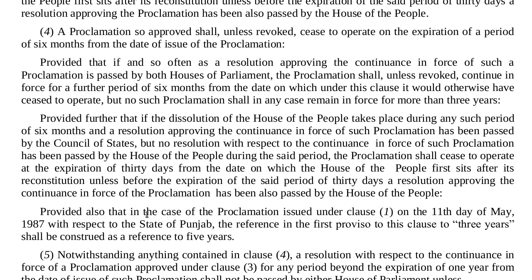Provided also that in the case of the proclamation issued under clause 1 on the 11th day of May 1987 with respect to the state of Punjab, the reference in the first proviso to this clause to 3 years shall be construed as a reference to 5 years.